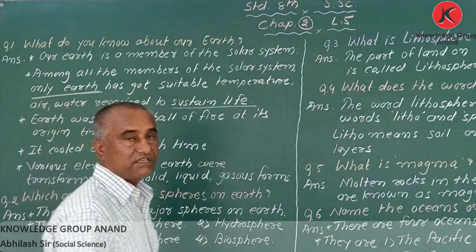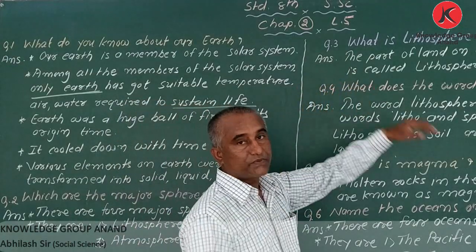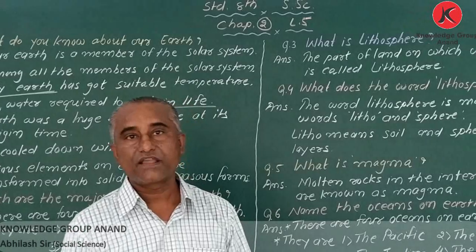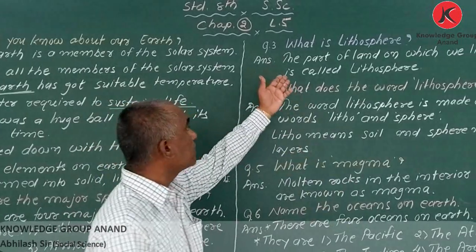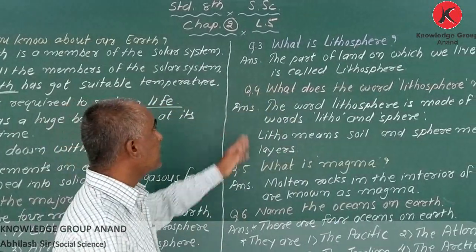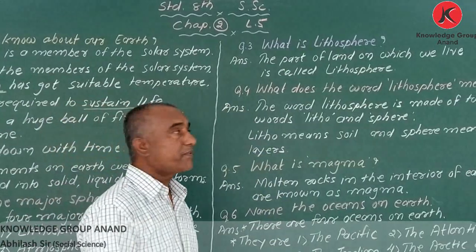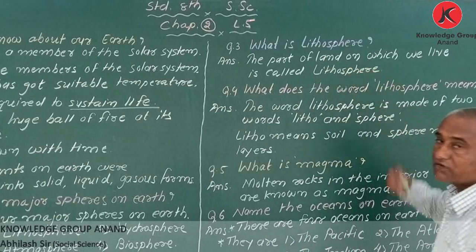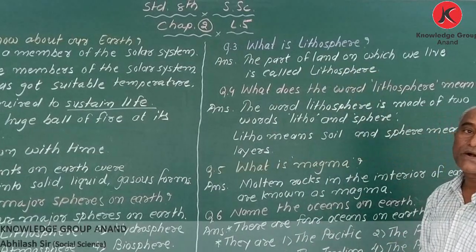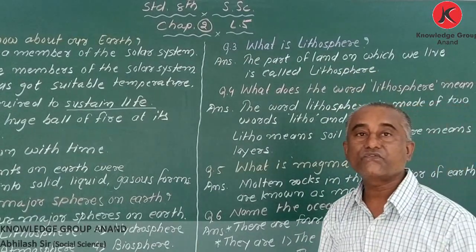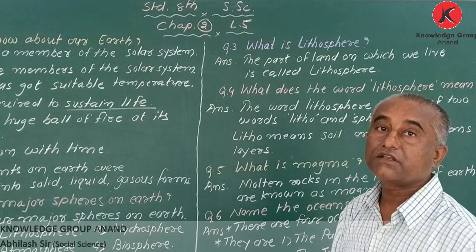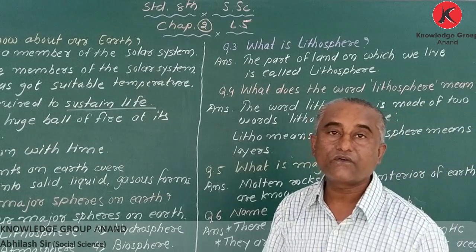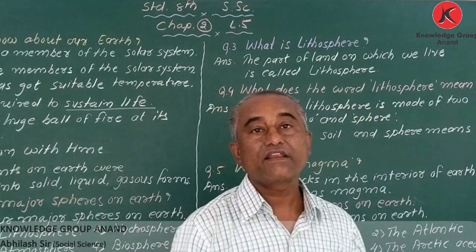My next question is, what is lithosphere? Okay, what is called? We can say definition. Okay. So what is lithosphere? Here I have written answer: the part of land on which we live. The part of land on which we live, that is called lithosphere. And my dear student, the lithosphere is made up of 2 words, litho and sphere.